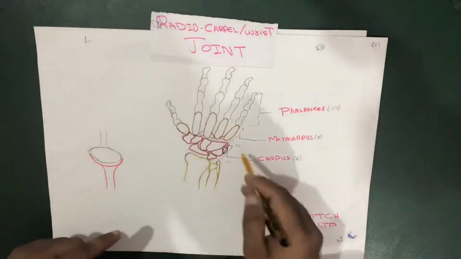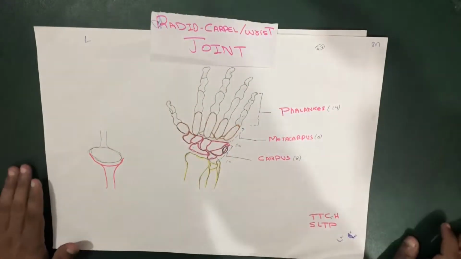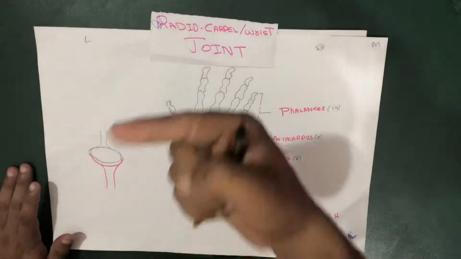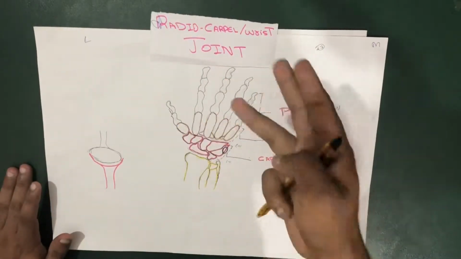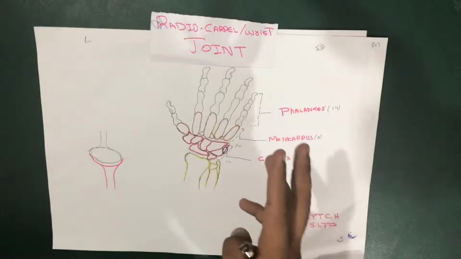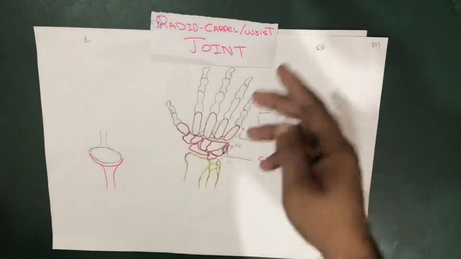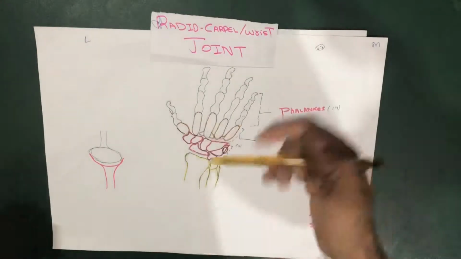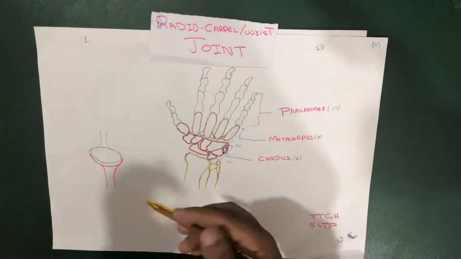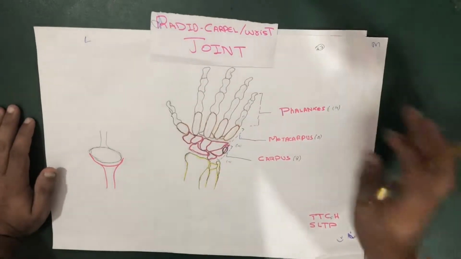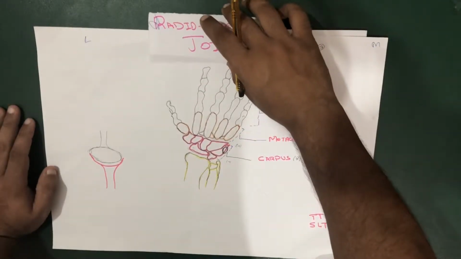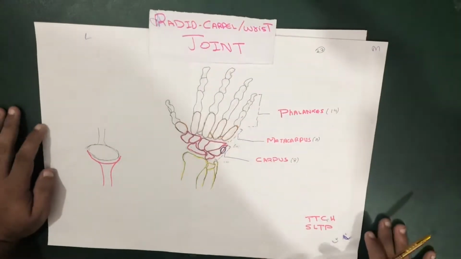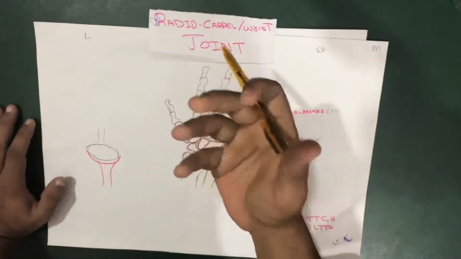We have got everything to discuss. First of all, we're going to discuss the articulation, then type, capsule, ligaments, synovial membranes, its movements, and its relations to the different muscles and to the nerves in the end. But let's talk about the radiocarpal joint and wrist joint. So what is the wrist joint or radiocarpal joint?